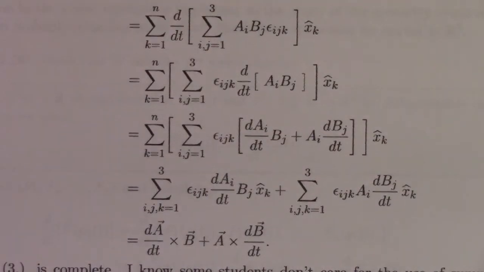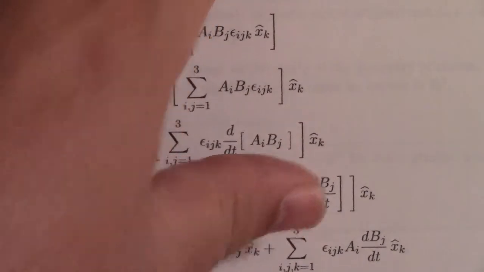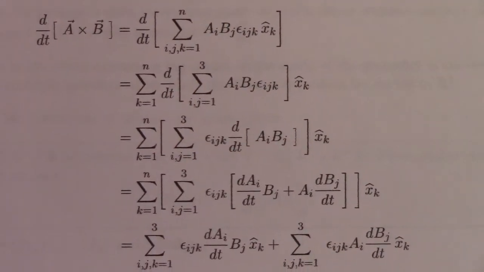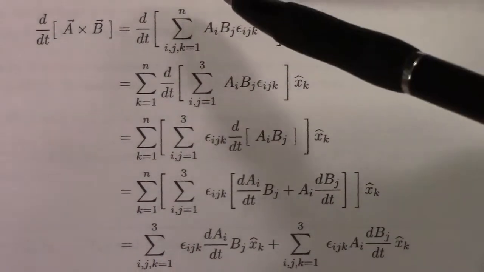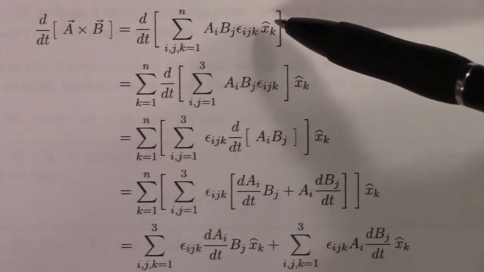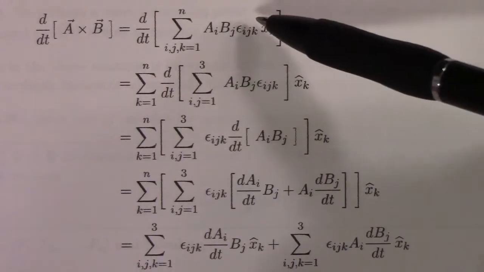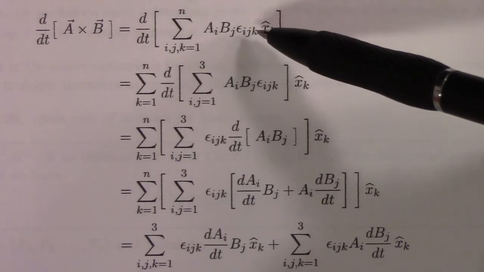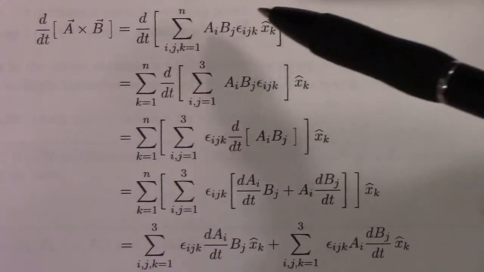The product rule for the cross product is not too bad if you have the right notation, and I do. So the derivative of A cross B is the derivative of this, because that's the formula for the cross product. Remember that the epsilon_ijk, the Levi-Civita symbol, these are just plus or minus 1 or 0. They're constants, they don't depend on time. So we treat them as such in the differentiation.